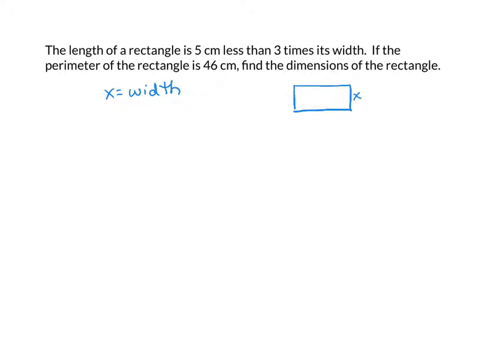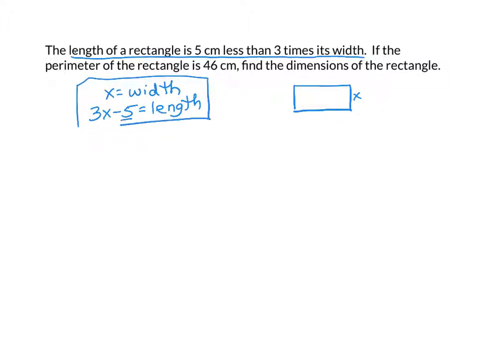It says the length of the rectangle is 5 centimeters less than 3 times its width. So if I want 5 less than 3 times the width, my length is going to be 3x minus 5, because it needs to be 5 less than 3 times the width. Once again, this is that labeling part. I'm going to put into my picture what the length is, 3x subtract 5.